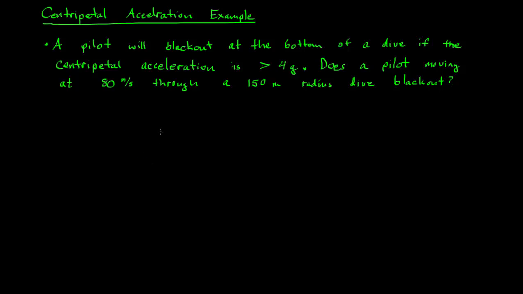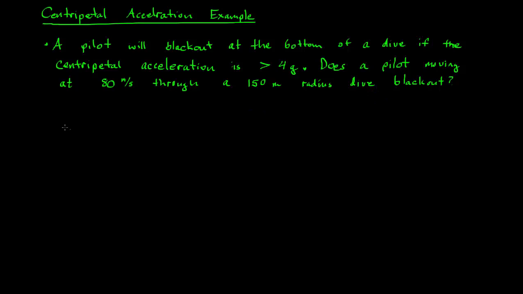So now that we have some quantities for centripetal acceleration, let's go through just a single example. We know that a pilot will black out at the bottom of a dive if the centripetal acceleration is greater than 4 Gs. Does a pilot moving at 80 meters per second through a 150 meter radius dive black out?